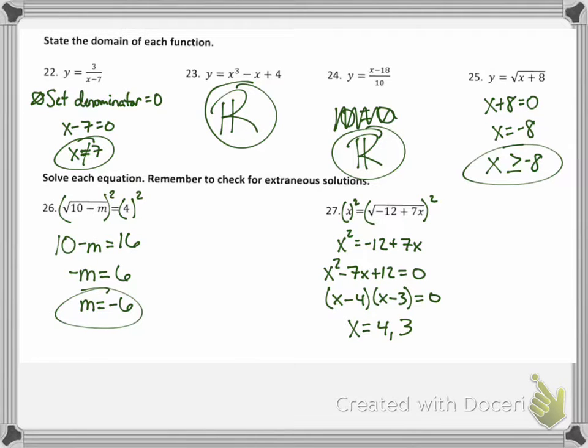If I do a quick plug in here, if I plug in the 4 in my problem, let's do it under the square root. Negative 12 plus 7 times 4, that's 28. It comes out to 16 underneath. Square root of 16 is 4. X out in front would be 4. That's great. If I plug in the 3, 7 times 3 is 21, plus negative 12 is 9. Square root of 9 is 3, which equals the 3 out front. In this case, both answers are actually fine. Nothing's extraneous. They're both good to go.